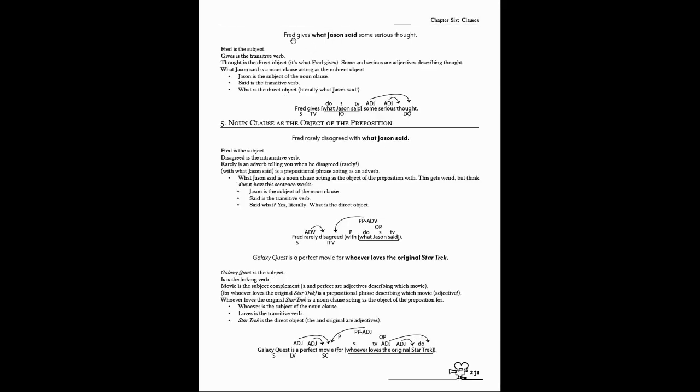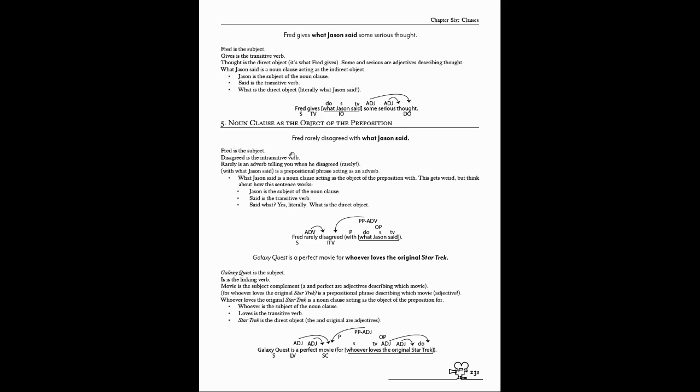All right. Same thing. Fred gives what Jason said some serious thought. So Fred gives thought. That is my direct object. What Jason said. And again, we're going to go, Jason said what? We're going to do this again later on when we get to questions. The way that you deal with questions when you're diagramming is you answer them and you flip them around. So what Jason said would become Jason said what. So in this case, we have a noun clause acting as the indirect object in the middle of the sentence. So it's a Steve Doe, sort of out of order, in the middle of a bigger Steve Doe.